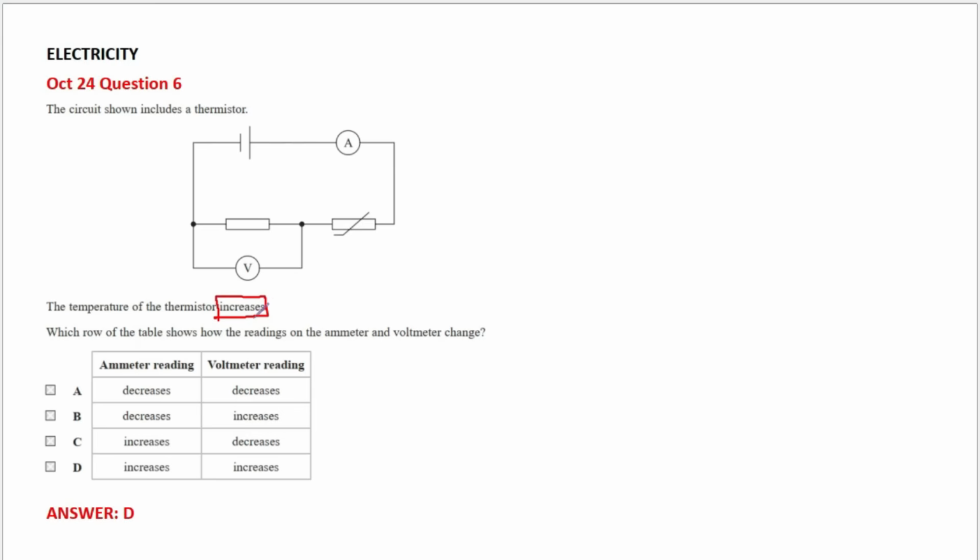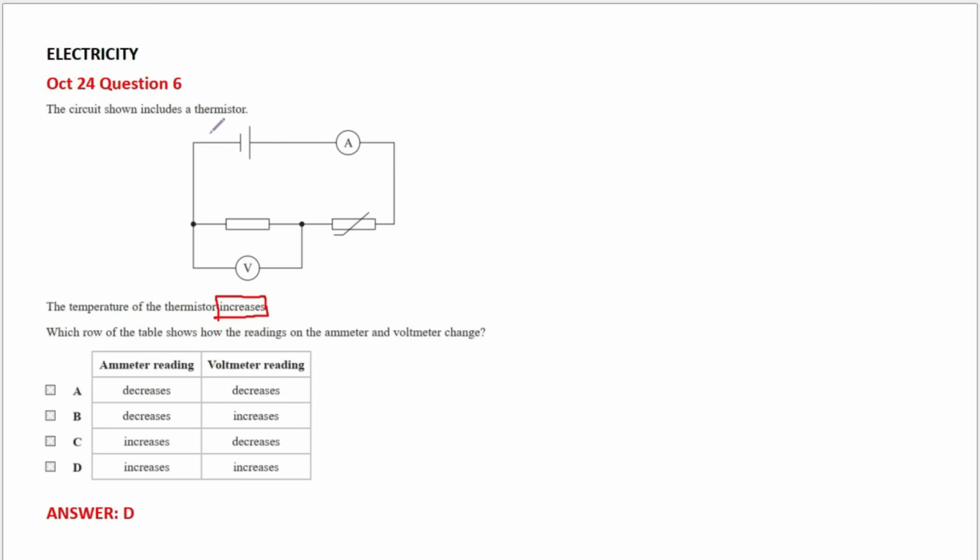So when the temperature of a thermistor increases, its resistance decreases. And since they are in series, always remember current remains constant in a series circuit, but the voltage or potential difference gets shared according to the ratio of resistance. In a series circuit, the component who has a greater resistance will have a greater share of PD. So if the resistance of the thermistor decreases, the PD across it will also decrease.